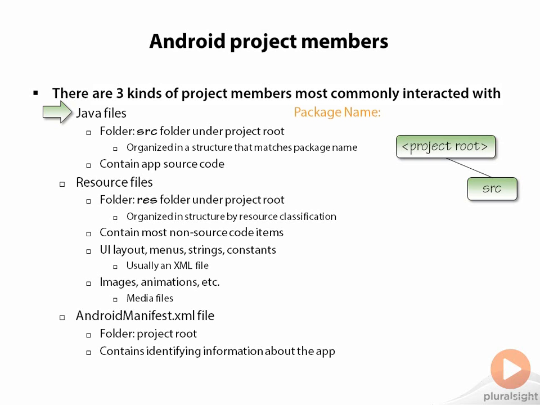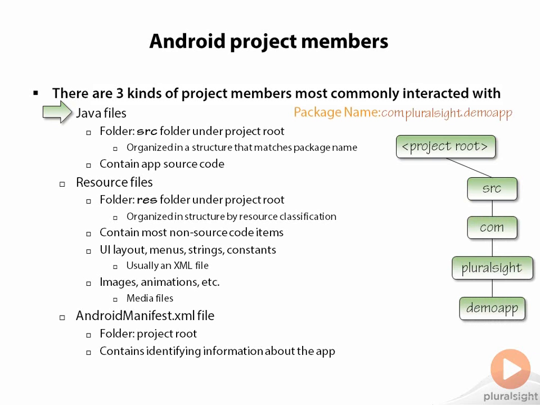So when we think about our package name, remember that it started out with com. So under our src folder, there'll be a com folder. Then our package had a Pluralsight in it. So under the com folder, there's a Pluralsight folder. And then we put in a .demo app, the name of our application. So there's a demo app folder. So all of our source files in general will go into that demo app folder.